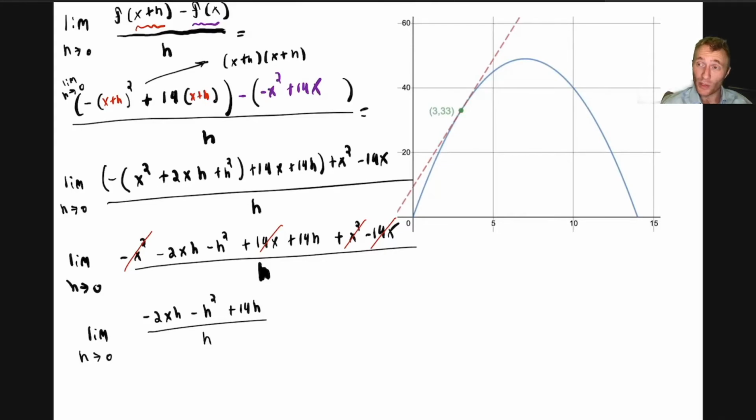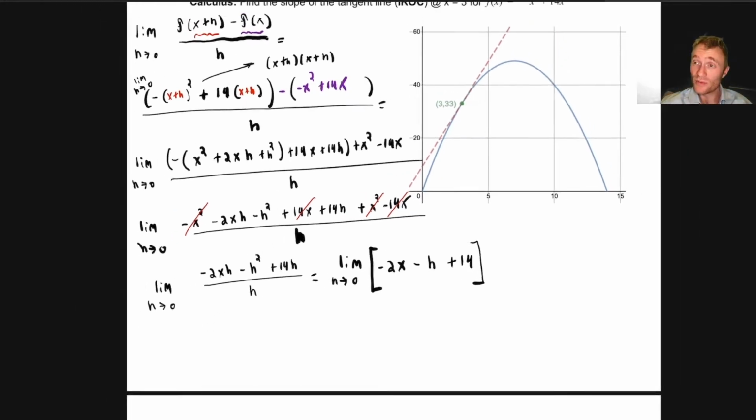We're going to cancel. We're going to factor out an h. So we can divide all of these terms by h, and we have the limit as h approaches 0. And all I'm doing here is dividing all of these by h. So the first term becomes negative 2x. The next term becomes minus h. And the last term becomes 14. And so once again, we've factored, we've canceled.